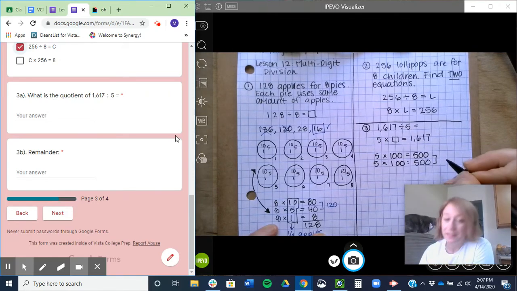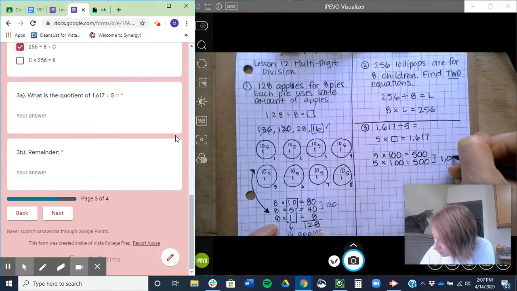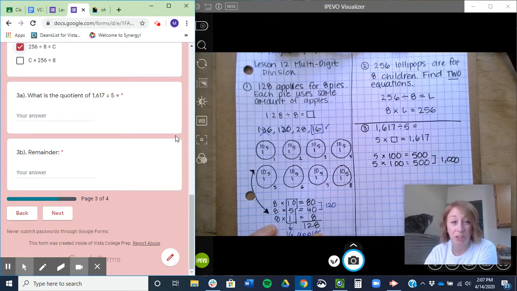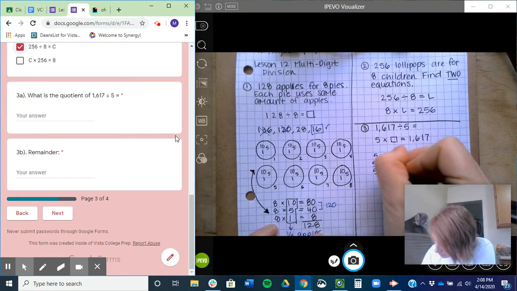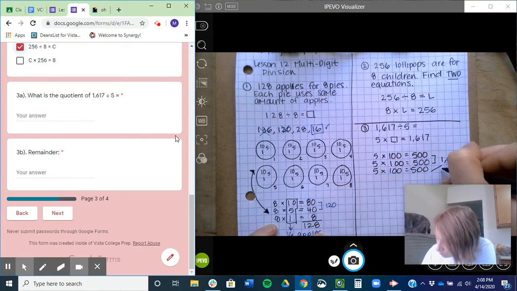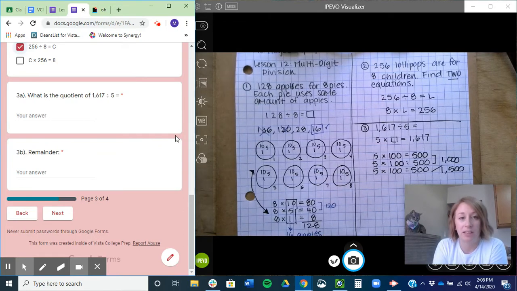Let's go ahead and add these two products. 500 plus 500 equals 1,000. We're getting pretty close. Can we do 5 times 100 again? You're right. 5 times 100 is another 500. Now we're at 1,500. We're pretty close. Since we're really close to 1,617, we should now be thinking how much more.